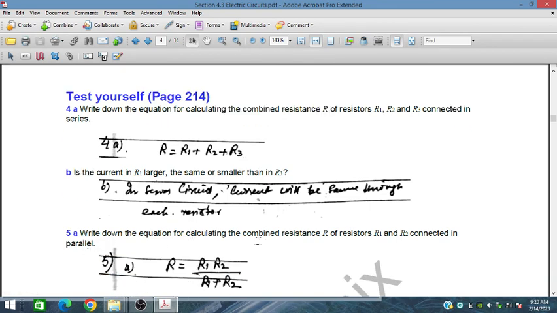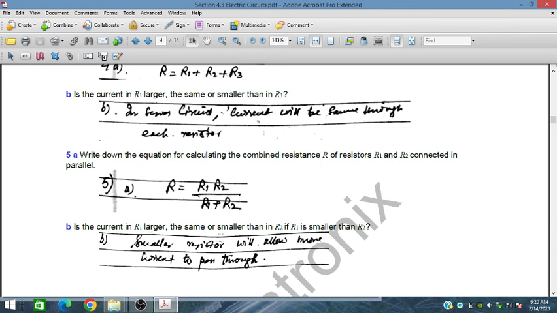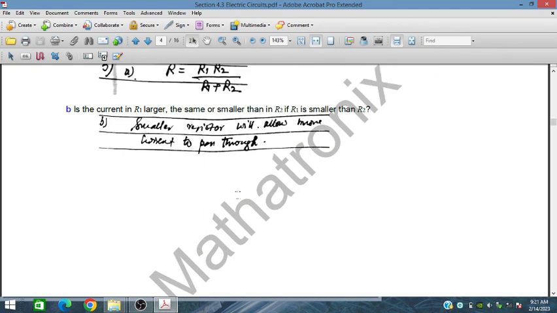Write down the equation for calculating the combined resistance of resistances R1 and R2 connected in parallel. If they are connected in parallel, then the equivalent resistance would be R1 into R2 divided by R1 plus R2. Is the current in R1 larger, the same, or smaller than R2 if R1 is smaller than R2? The smaller resistance will allow more current to pass through. This is very simple in parallel combination. In case of series, the same current will flow.